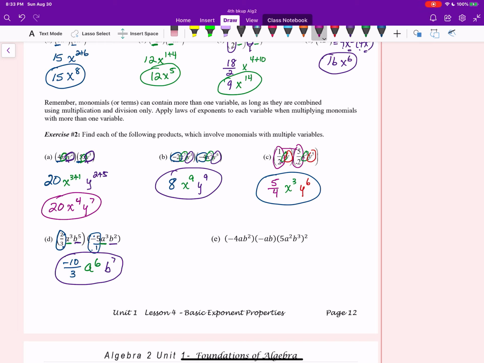Now in E we have 3 monomials, 1, 2, 3, but this last one here is being squared, so we need to do that first. So let's just rewrite this as 5a squared b to the third times 5a squared b to the third, right? Because that's what 5a squared b to the third squared gives us. And let me bring down the other first 2 monomials.